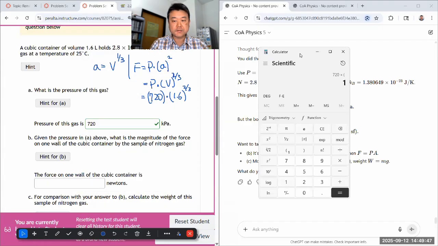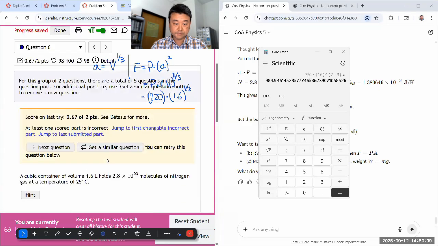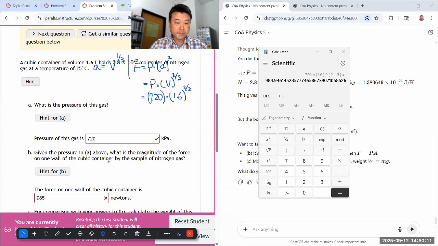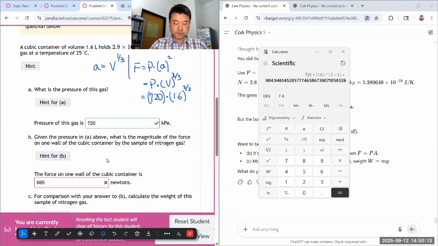720 times 1.6 raised to the power of 2/3. So I'm making a mistake in ignoring kilo in kilopascal, and I'm making a mistake in not converting liters to cubic meters. So 985. Again, don't copy the whole thing. Looks unprofessional. Yeah, it's wrong as it's supposed to be.